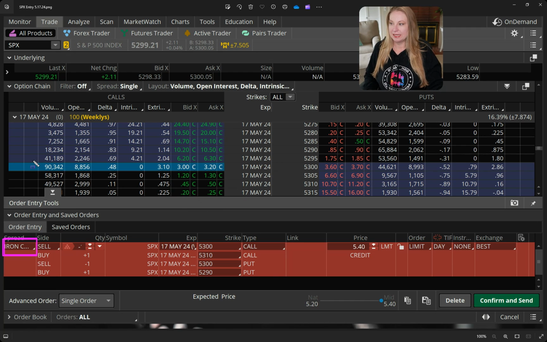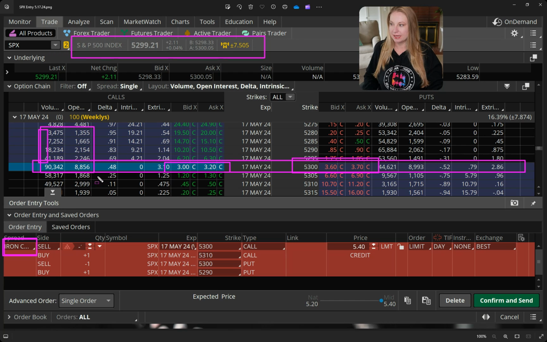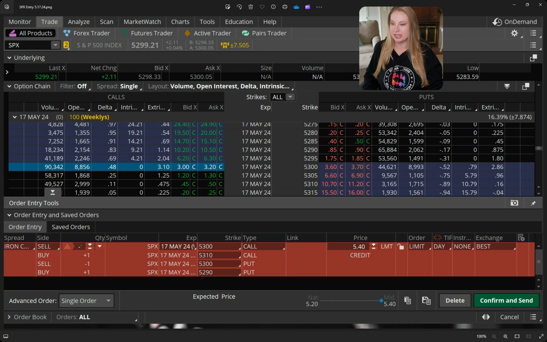But essentially, it's a strategy where you come in and you sell the at the money calls and you sell the at the money puts, and then you buy some outer wings for protection. In this case, this is a screenshot of when the S&P was trading right around 5,300, which I had identified as the sticky point because there was a lot of high open interest.